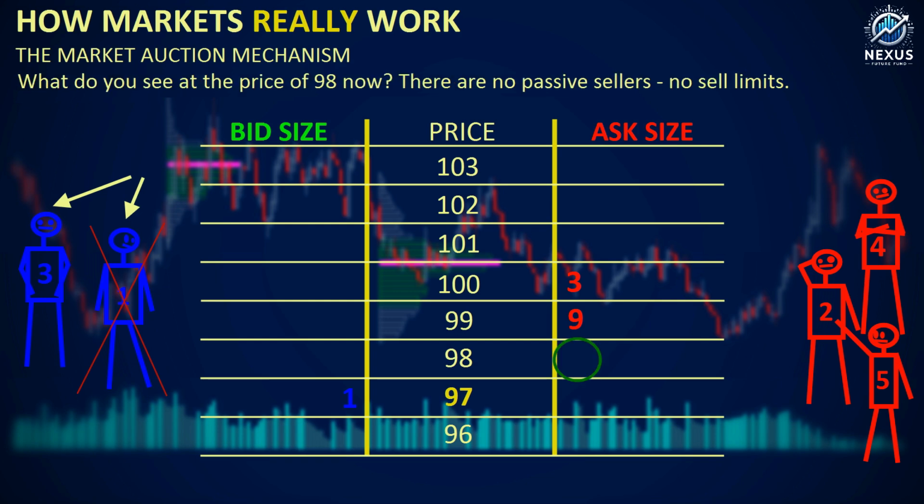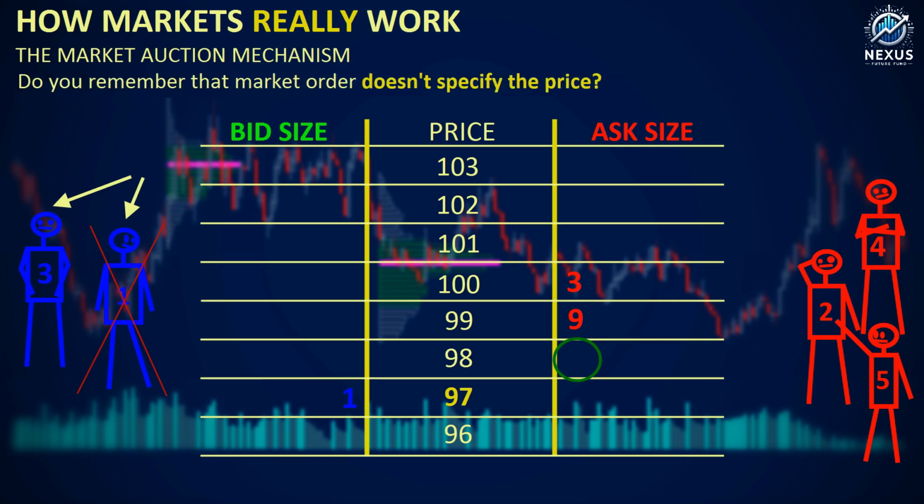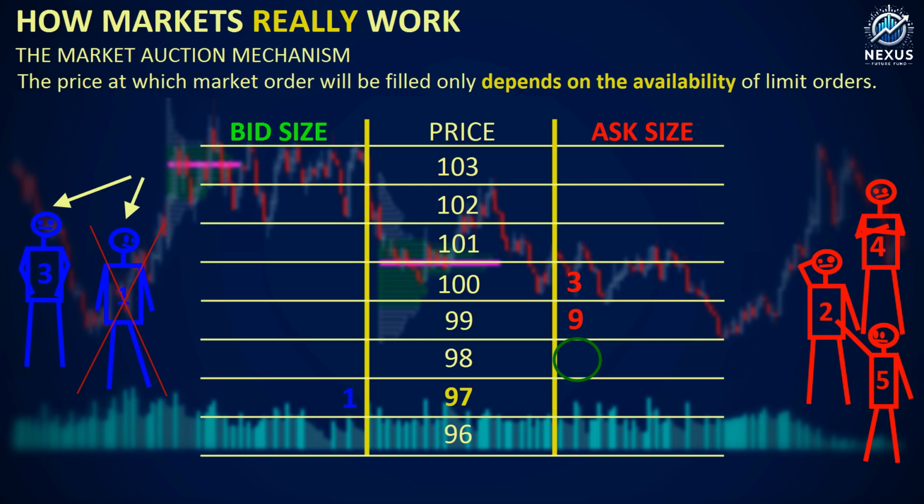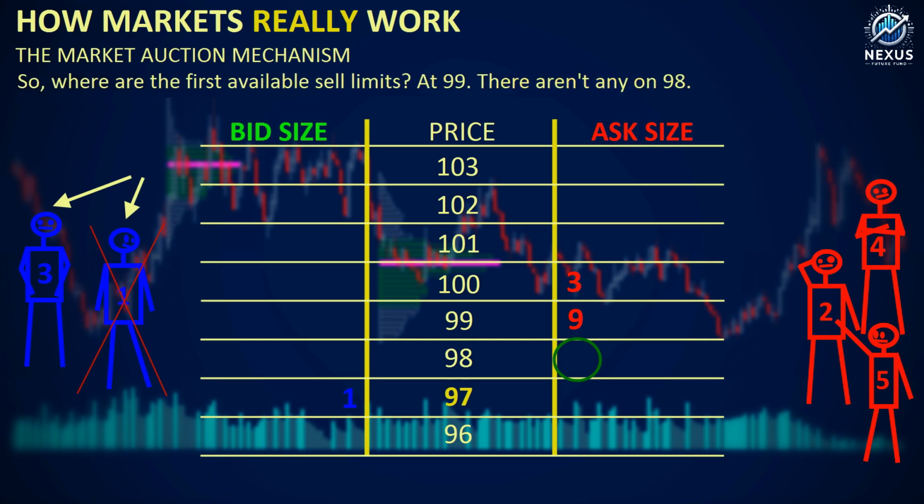Now, what do you see at the price of 98? There are no sell limit orders at this price. Do you remember that a market order doesn't specify the price? The price at which the market order is filled only depends on the availability of limit orders. So where are the first available sell limits? The first available sell limits are at 99.